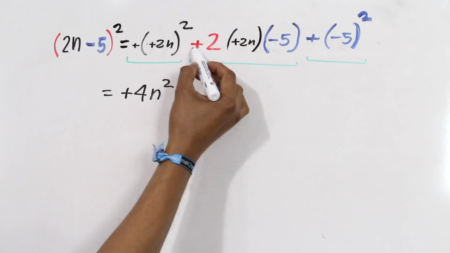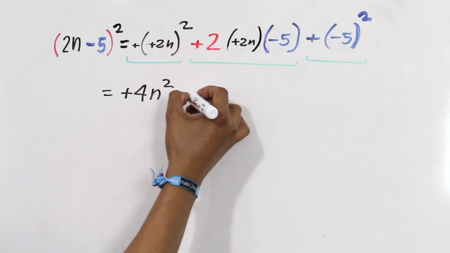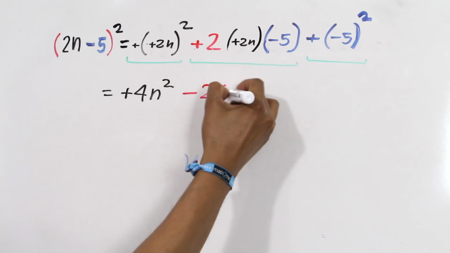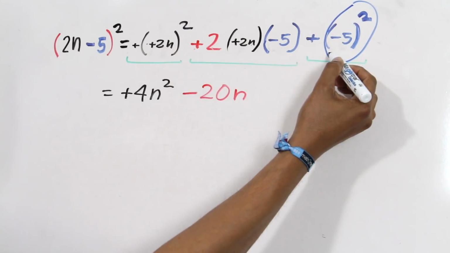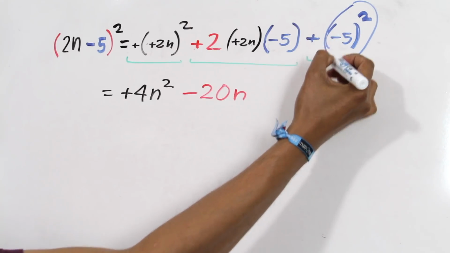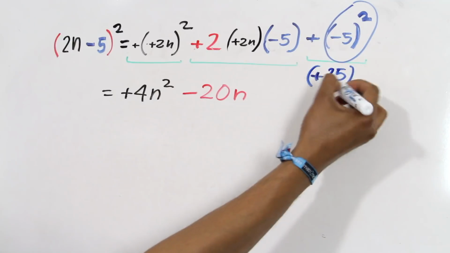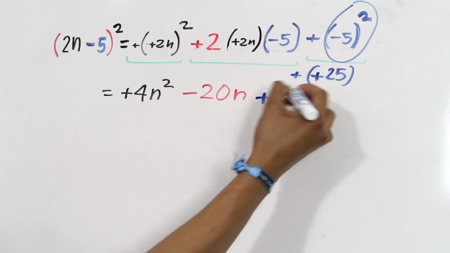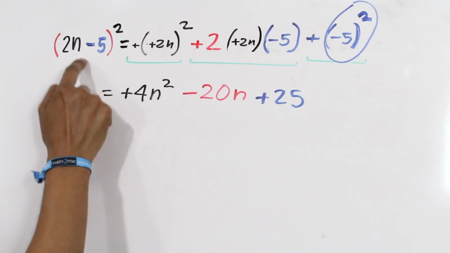Simplifying the second term, plus times plus equals plus, plus times minus equals minus. Now the numbers, 2 times 2 times 5 equals 20. And we put the only variable, that is n. And finally, simplifying first the negative number to the second power, starting with minus times minus equals plus, 5 times 5 equals 25. And outside this result, we have another plus. So finally, plus times plus equals plus. And we put the only number that we have, that is 25. And this is how we get the answer of the square of this binomial.